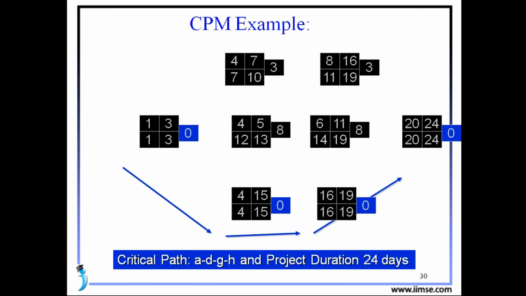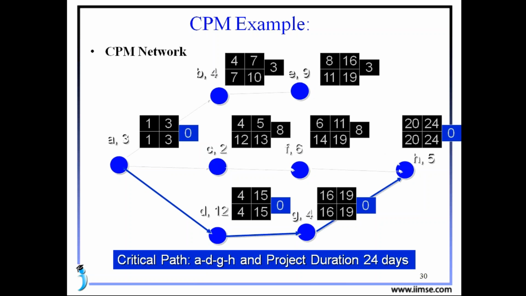See here, our critical path is A to D, D to G, G to H. Critical path is A, D, G, H. And the project duration is 24 days. This 24 days is the last activity's earliest finish date.